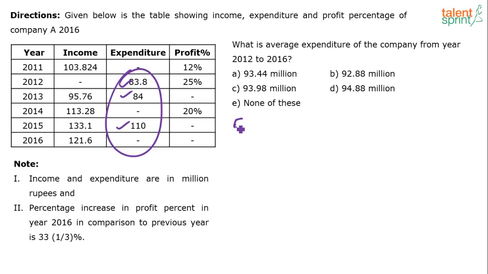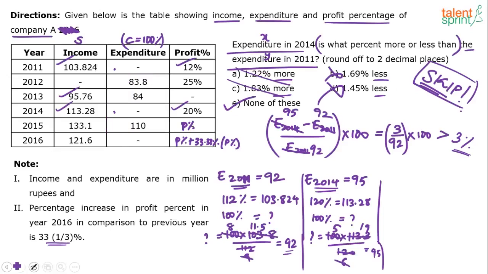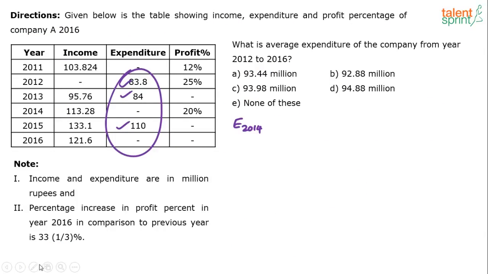How do you get the expenditure for 2014? I think we had done it in the previous one, right? Yes, we did it, 95. So I don't have to waste my time. Expenditure for 2014, 95. Approximate calculation, right? Oh, but the options are too close here: 93.44, 93.98, 92.88, 94.88. So I think I cannot do it.